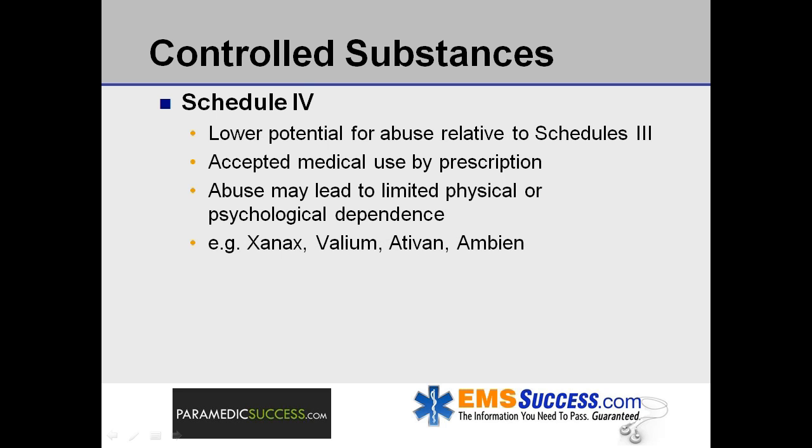Schedule 4 drugs have a low potential for abuse relative to the drugs in Schedule 3 and an accepted medical use by prescription. Examples include Xanax, Valium, Ativan, and Ambien.